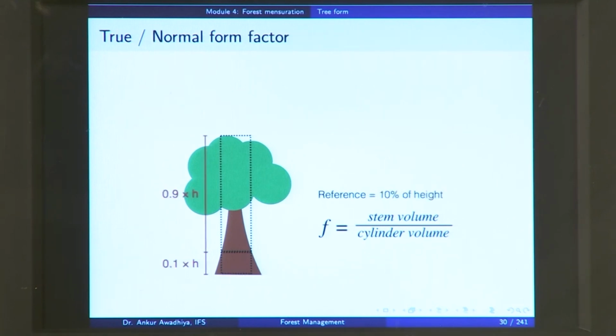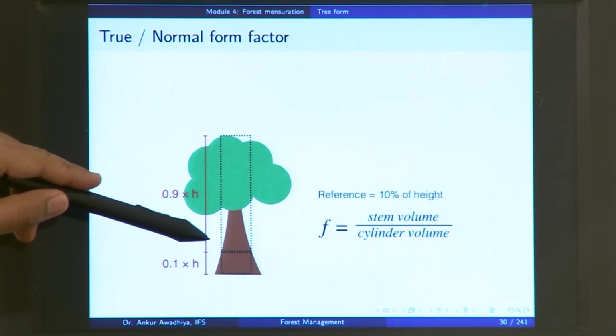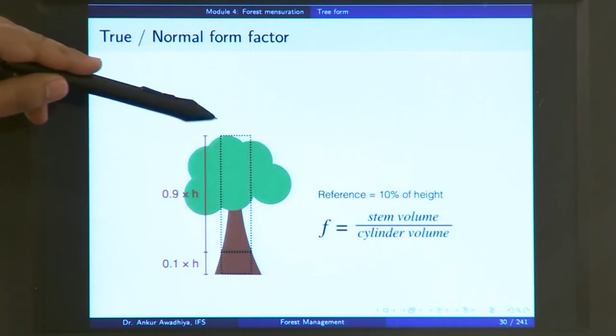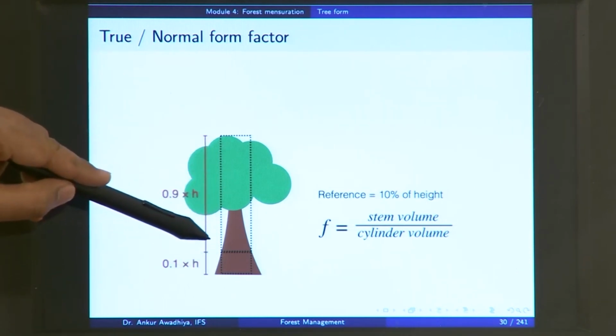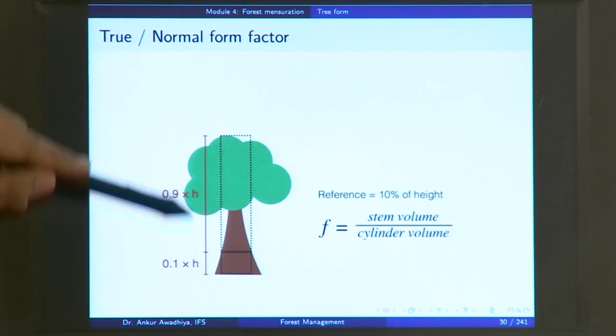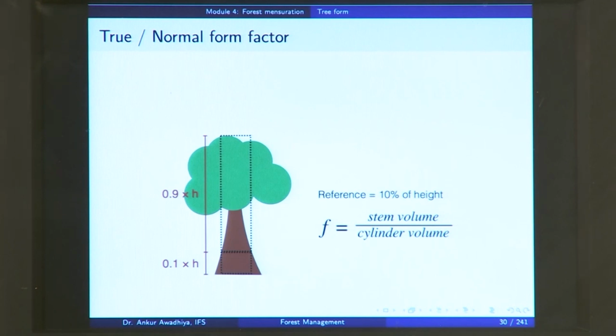Now, there is also another form factor which is known as the true form factor or the normal form factor. In the case of the normal form factor, the reference is taken as 10% of the tree height. So, if this is h, this is 10% of h. So, you will measure your stem volume, the volume of your tree, and you will divide it with the cylinder with the height of h and diameter taken at this particular point. So, this is the true or the normal form factor, because you have normalized it for trees of different heights.